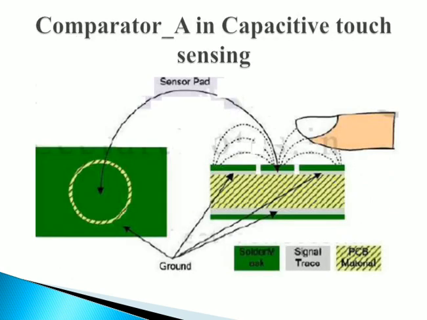Next is comparator A in capacitive touch sensing. You can see in the figure a simple capacitive touch sensor where the capacitor is formed by two conducting pads, one on the top and one on the bottom of the insulating sheet. The pads are enlarged tracks on your PCB. The board itself will act like a dielectric material between the plates of a capacitor. One pad is connected to the ground and the other will act like a sensor.